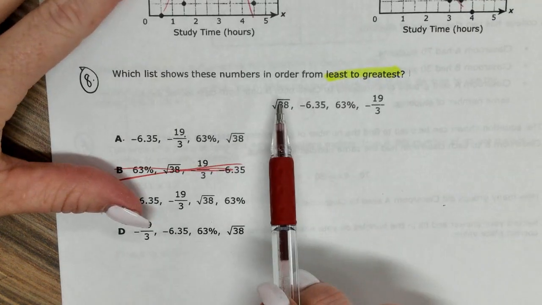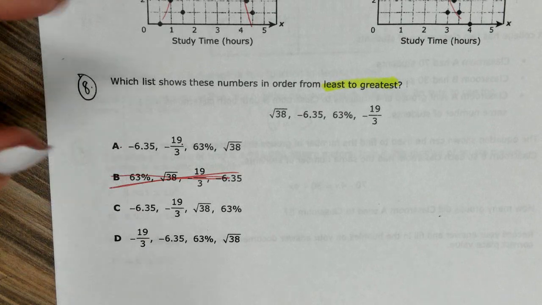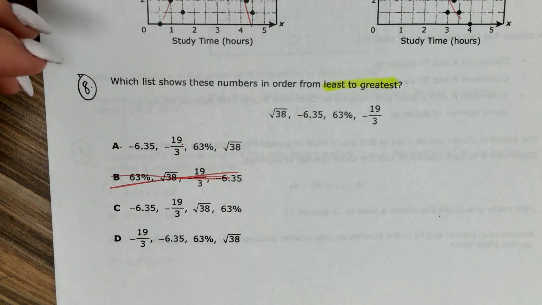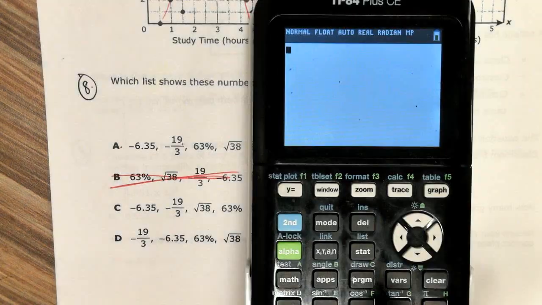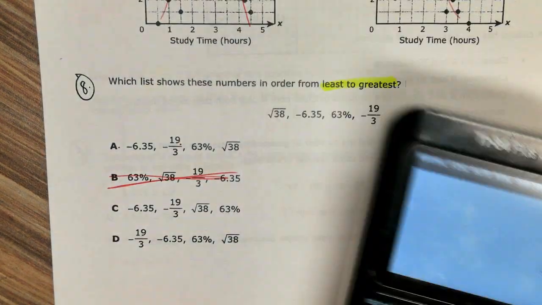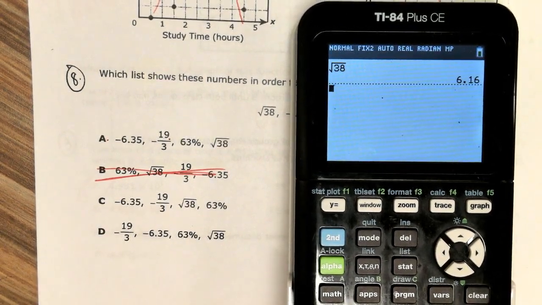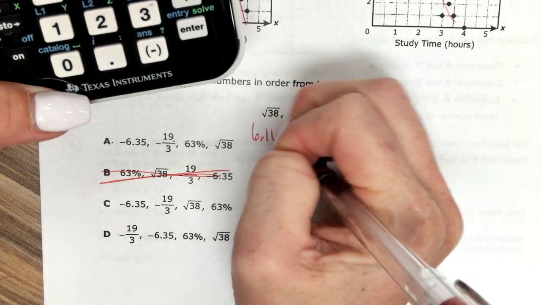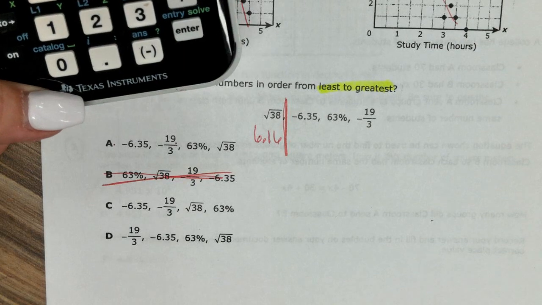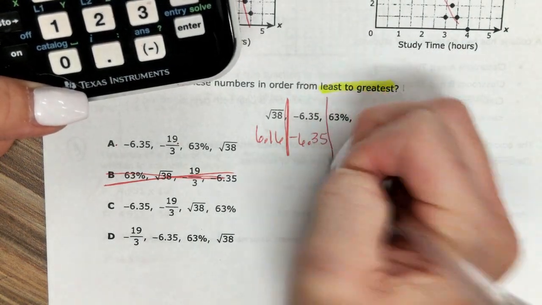Now I need to go change all of these to what? And what do I like my calculator in to do this? Rounding mode. I like it in mode float 2 because it's going to make them look like money. So I go to the square root of 38. That is $6.16. And I write it like this. This one I owe $6.35.